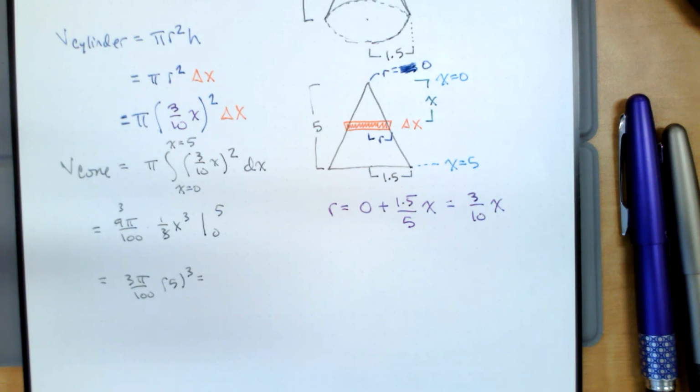Then we can check this against what we know to be the volume of a cone: 1/3 pi r squared h.